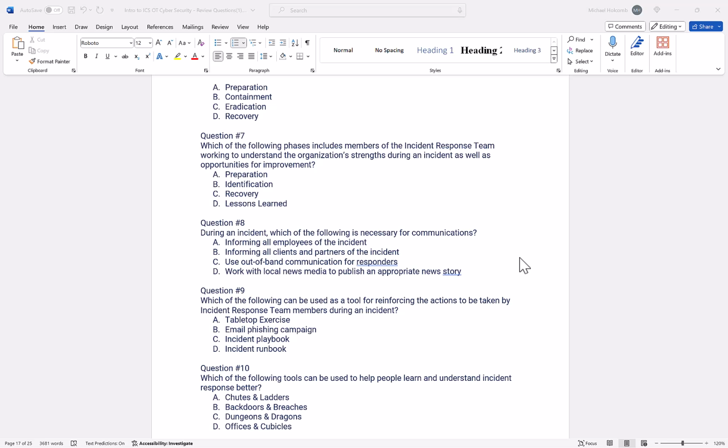understand incident response better? You can see I thought I was having a little fun with this, but Backdoors and Breaches is that one card game, and there's the ICS version that Black Hills Security did, which is a really great tool for learning incident response and doing tabletops on the fly.